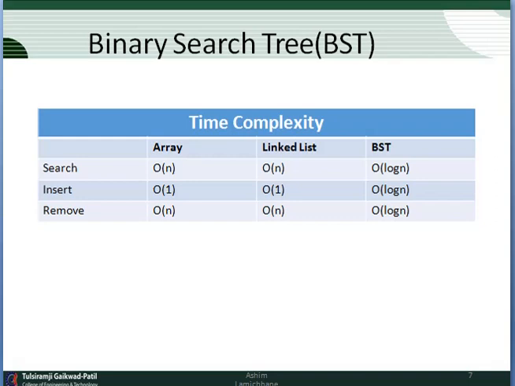Comparing searching, inserting, and deleting of elements with respect to array and linked list along with the binary search tree, we find that the binary search tree is quite effective as compared to array and linked list. In array, searching for an element requires order of n time. Same thing in linked list, order of n time, and in binary search tree it requires only order of log n time. While insertion, array requires order of 1, linked list requires order of 1, but binary search tree requires order of log n time with respect to insertion of an element.